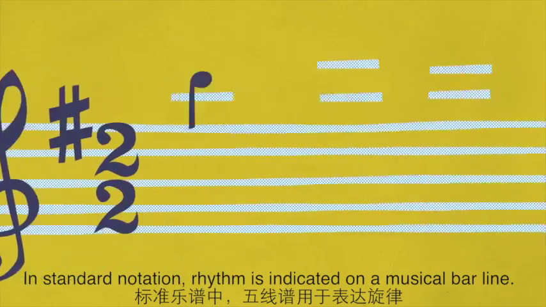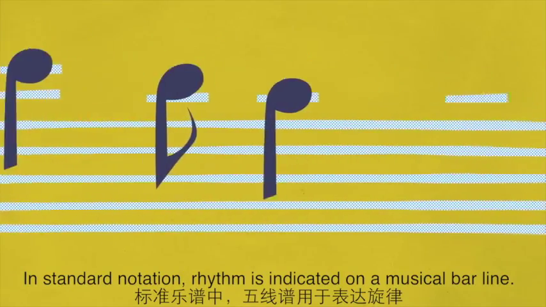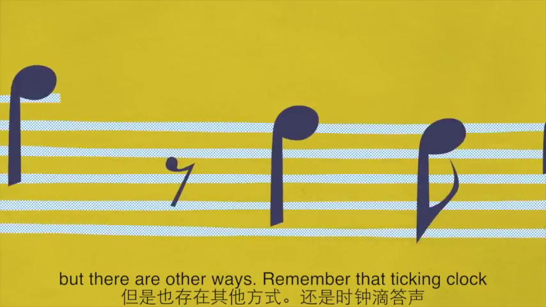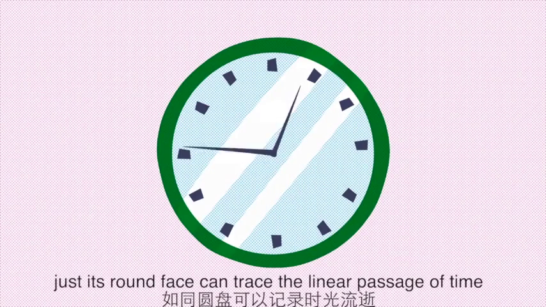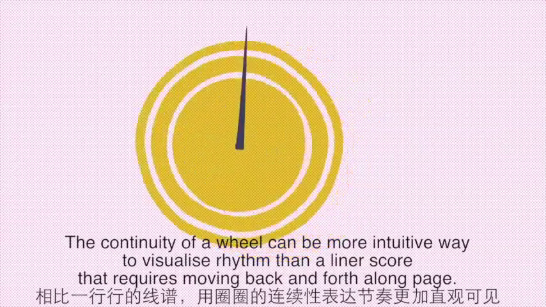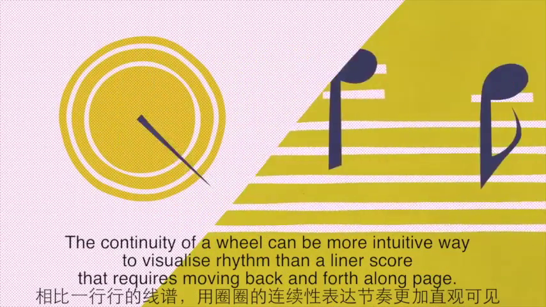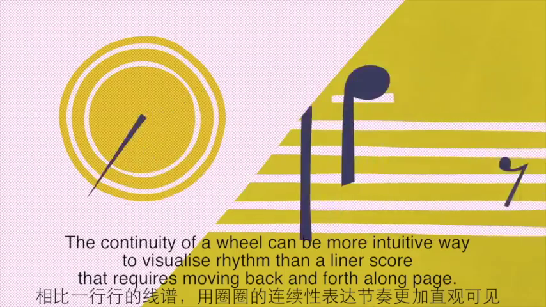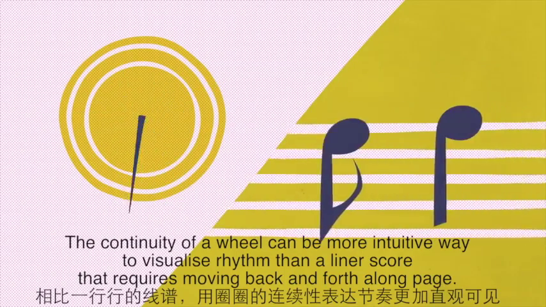In standard notation, rhythm is indicated on a musical bar line. But there are other ways. Remember that ticking clock? Just as its round face can trace the linear passage of time, the flow of rhythm can be traced in a circle. The continuity of a wheel can be a more intuitive way to visualize rhythm than a linear score that requires moving back and forth along the page.